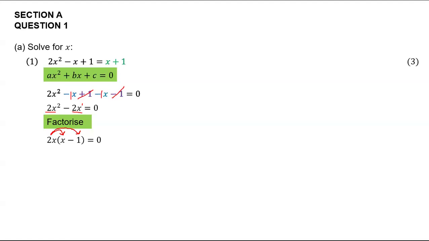Now, once you have factorized, we are going to use the rule that if you have two factors multiplied and the product is 0, then one or both factors must be equal to 0. We have two factors, which is 2x as well as x minus 1. Remember, brackets makes terms 1. So I'm going to take 2x and equate it to 0, or x minus 1 must also be equal to 0. For us to have a product of 0, one of the factors must be 0.